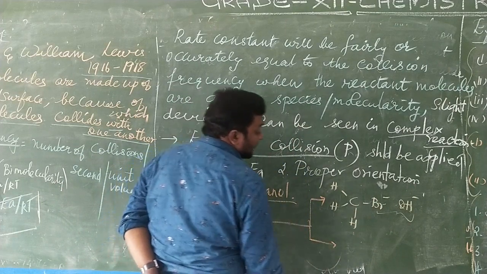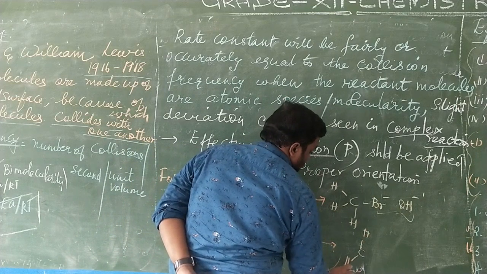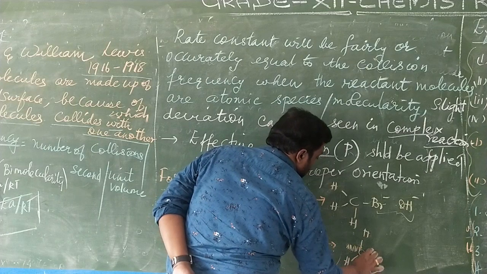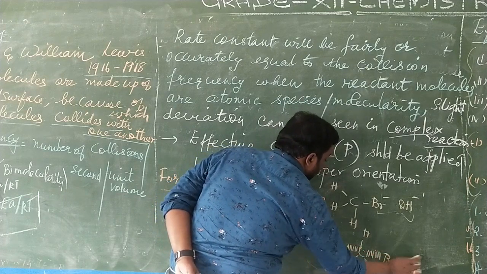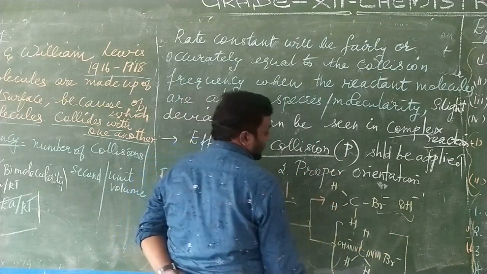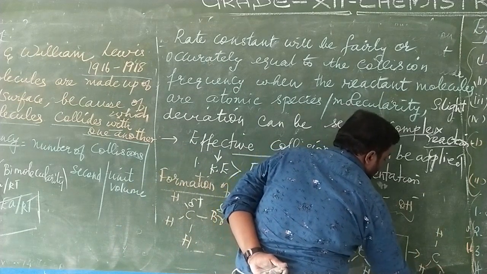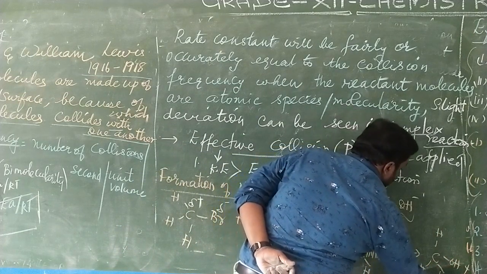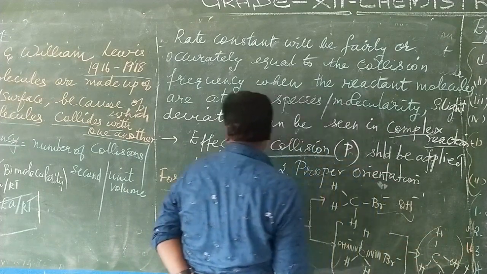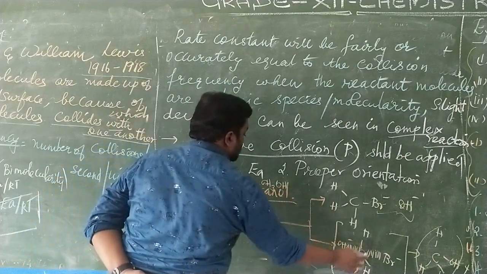Another possibility: C, H, H, H, transition state, partial bond formation, Br minus, OH minus. This is considered to be an intermediary product. From this the main product, H, H, H, OH plus Br minus. So the product is CH3OH, which is methanol. CH3OH is methanol, you can see its formation.